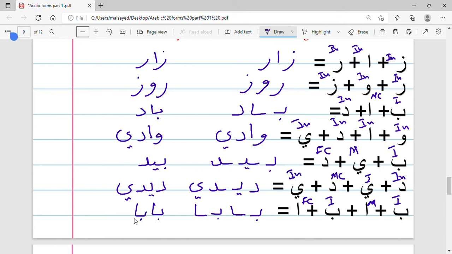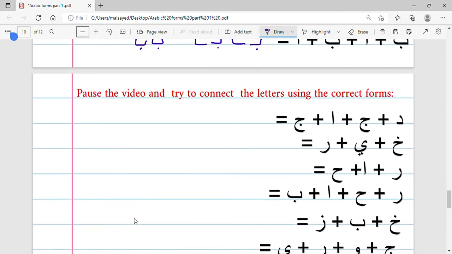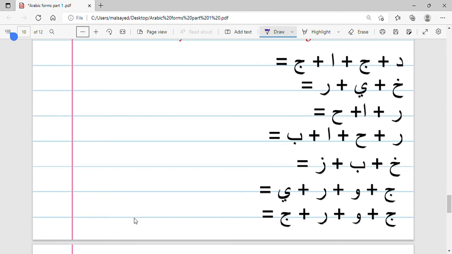Okay, one more practice. Let's see these letters. Here we have the dal is the first letter, so we choose the independent, and then al-jim will be the initial since the dal doesn't connect with after. Between al-jim and the alif, we choose the middle of the alif. Between the alif and the jim, we choose the independent. So let's write the forms. Dal independent, jim initial, alif middle, jim independent.